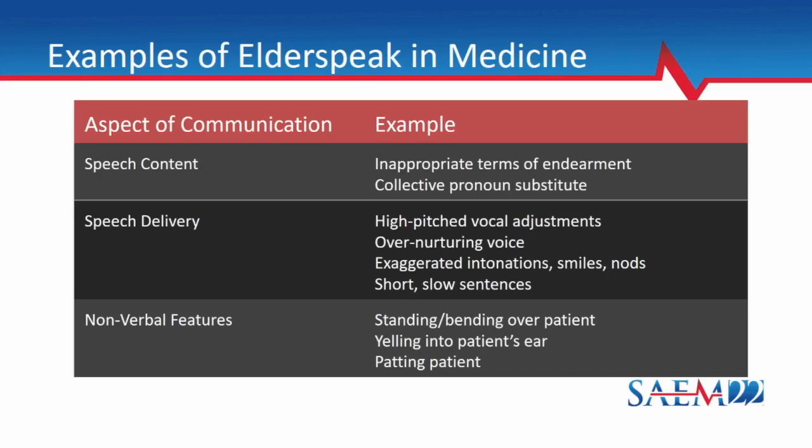Your speech delivery, are you using a very high pitch vocal adjustment or an over-nurturing voice? You can use exaggerated intonation, lots of smiles, nods, or short, slow sentences. Are you standing, kind of bending over the patient in the stretcher, or are you at eye level speaking with them? Are you patting the patient when you talk to them? These are all examples and features of Elderspeak. One feature alone does not really fulfill that criteria. You have to have multiple features to really show Elderspeak, essentially.